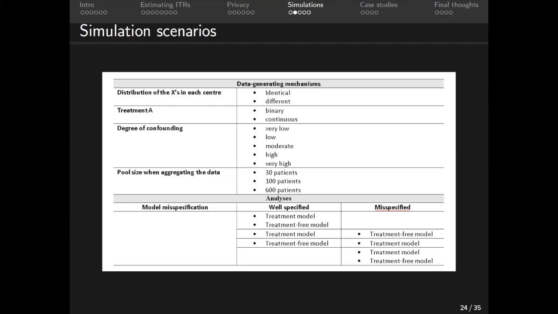We looked at both binary and continuous treatments. We looked at a huge different range of confounding, so the strength at which our covariates predict the treatment allocation. In the pooling, we looked at very different pool sizes from 30 up to 600. And then we looked at different model specifications, so trying to get at this double robustness idea of what can I afford to specify badly?